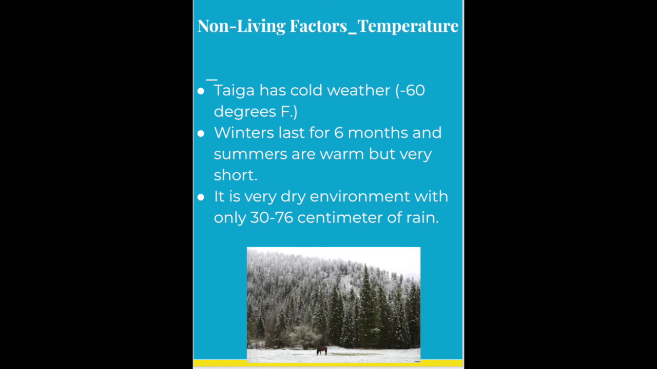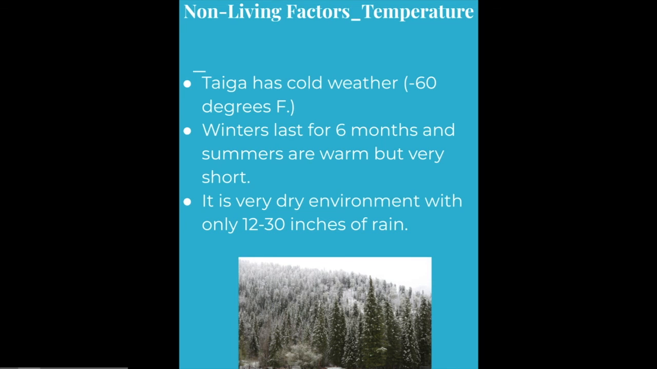Taiga environments are very dry environments that only receive about 30 to 76 centimeters of rain per year. So those different trees like the firs or the evergreens have to use their pine needles to absorb the water to be able to use it as nutrients.